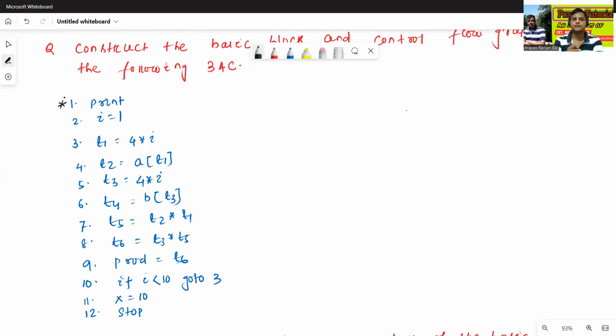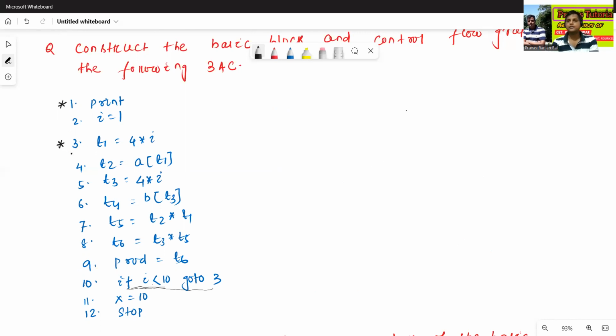What is the second point? The target of a conditional or unconditional jump must be a leader. This is one conditional jump: if i is less than or equal to 10, go to 3. That means the target of this statement must be a leader. This is the target, statement number 3. So statement 3 must be a leader.